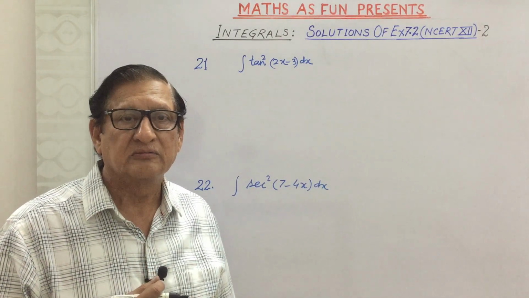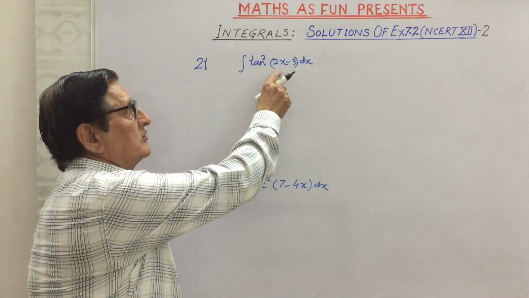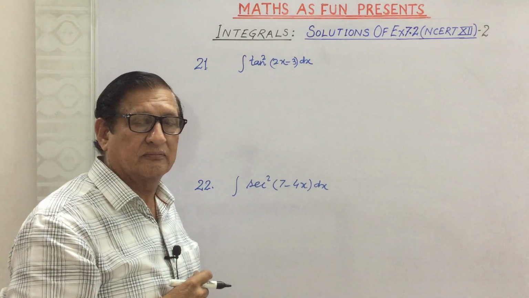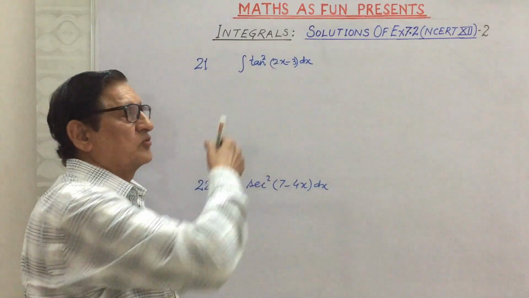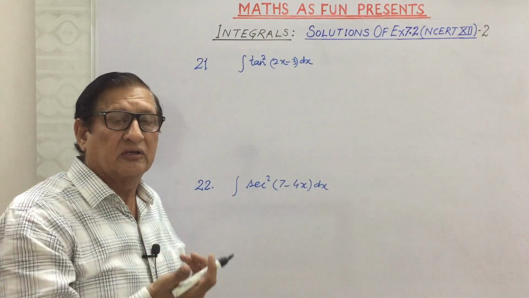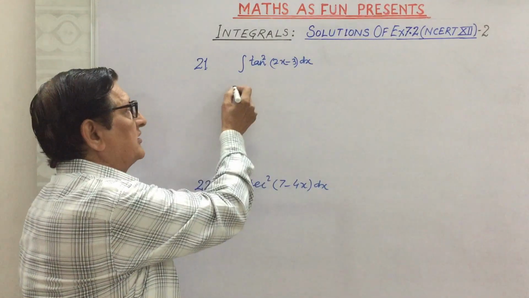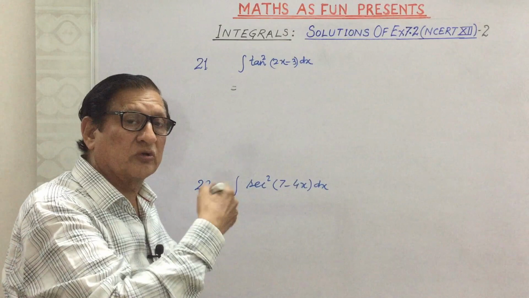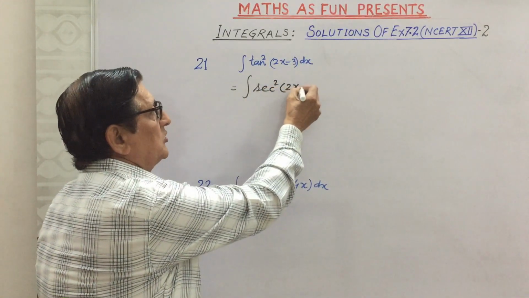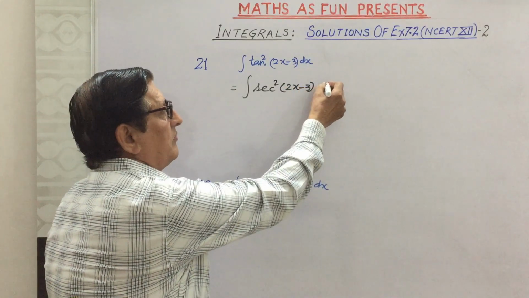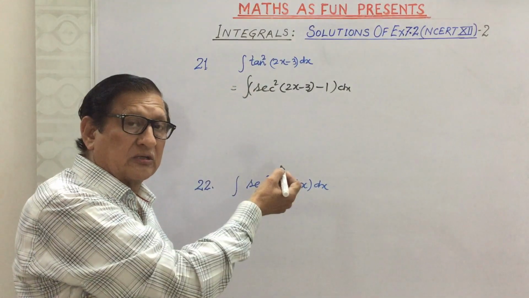Question number 21 here is integral of tan square 2x minus 3. We know that we don't have any formula for integral of tan square x, but we have that of sec square x, so we can convert it into that. We know tan square theta is sec square theta minus 1, so we can write this as sec square 2x minus 3 minus 1 dx. And then we can divide it into parts.